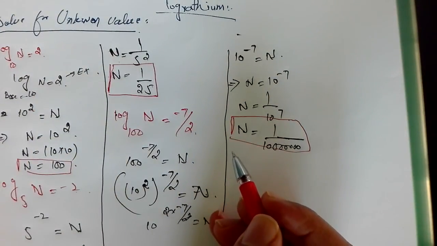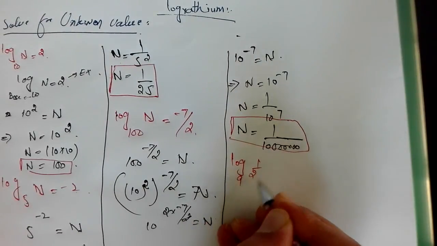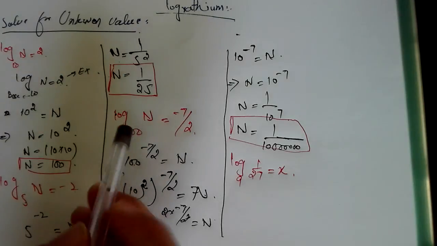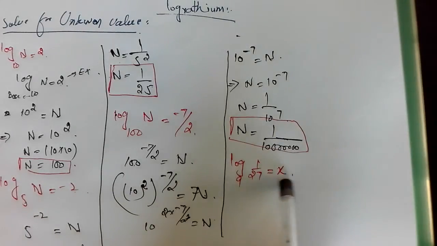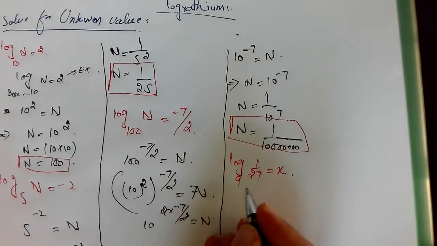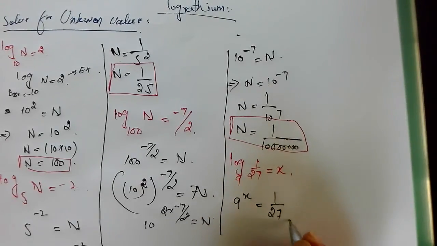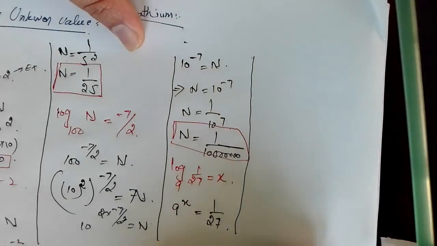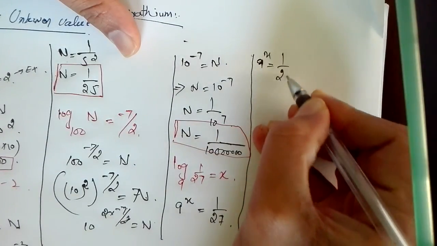Similarly, I'm solving a question like log of base 9 of 1 over 27 equal to x. In previous questions, you saw that n was over here, the unknown value. Here the unknown value is the exponent. When we write it in exponent notation, it will become 9 power x. See, this is base, this is power, equal to 1 over 27. 9 power x equal to 1 over 27.